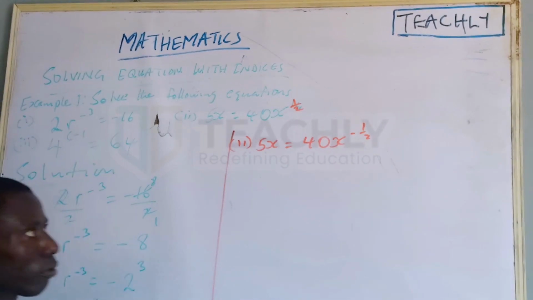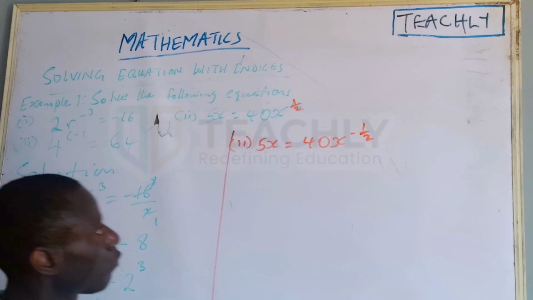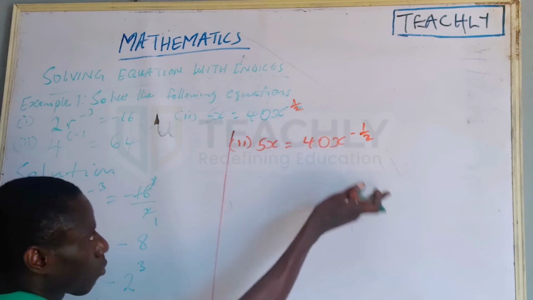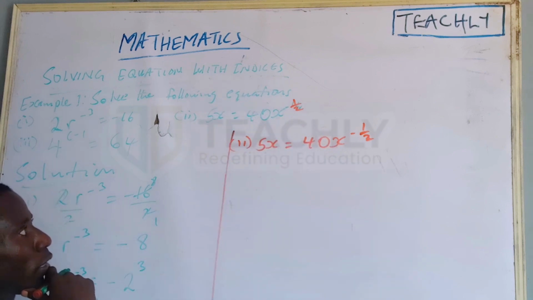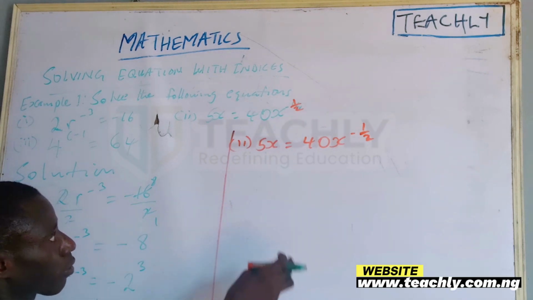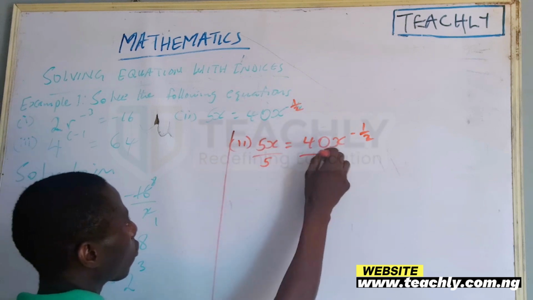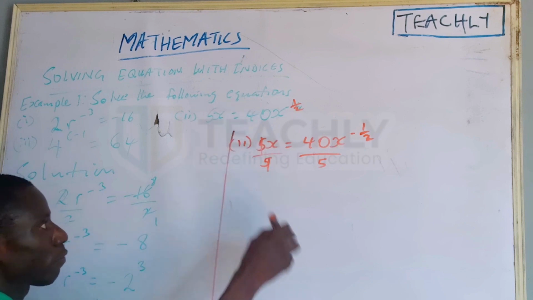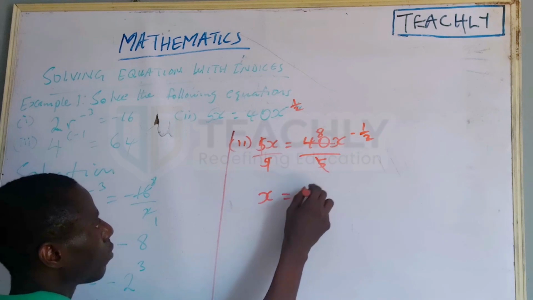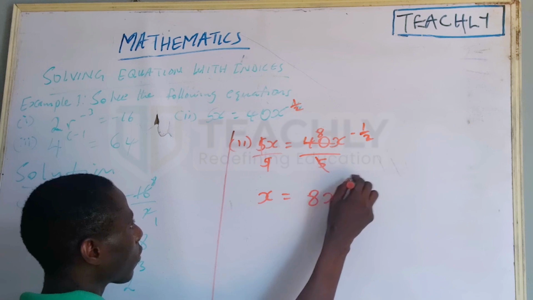What we are going to do here is solve and bring out x. The first thing is to bring all the numbers to one side and the letter x to the other side. That's the first step. Let's first transfer the number to one side. How do you do that? Just divide both sides by 5. 5 takes care of 5, 5 gets 1, and 40 divided by 5 gets 8. So you have x = 8x^(-1/2). That is the first step.